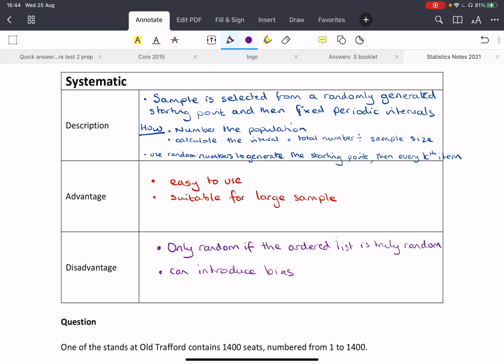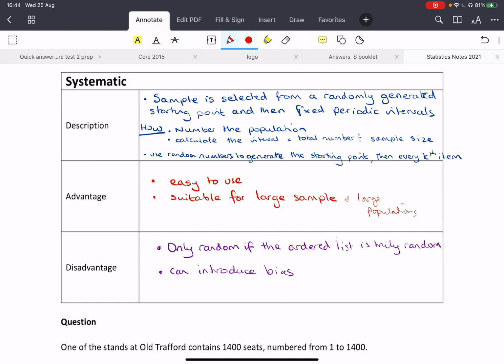So the thing about a systematic sample is it's easy to use, and one of the times that you'll use it is for trying to get a large sample. So if say we wanted a sample from college, we could get all the student numbers, make sure which ones are being used. So it's suitable for large samples and large populations, I think.